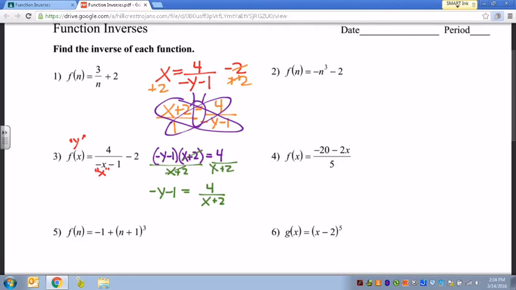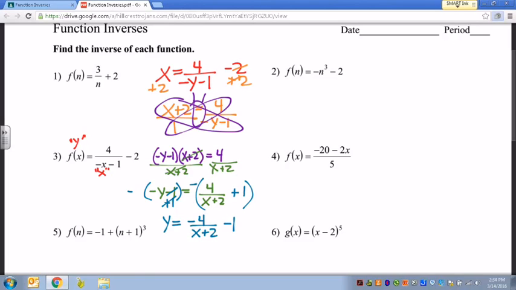Okay, and then to get y by itself, we continue. We're going to add 1 to both sides. Okay, and then the last thing is I'm going to multiply everything by negative 1. And the reason why I'm doing that is because I have negative y, I need a positive y. So it's going to be positive y equals negative 4 over x plus 2 minus 1.